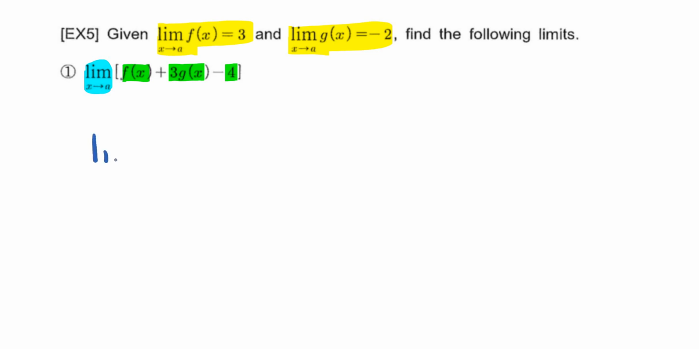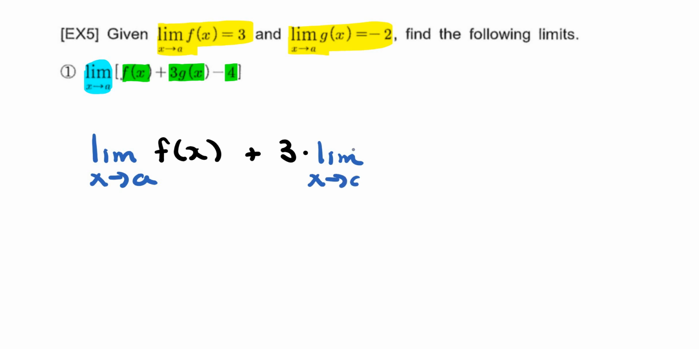If I distribute the limit sign into the brackets, I have the limit as x approaches a of f of x, plus 3 times the limit as x approaches a of g of x. And then finally I have a minus 4, so that'll be minus the limit as x approaches a of the constant 4. So that's what we do first: we distribute the limit sign into the brackets.